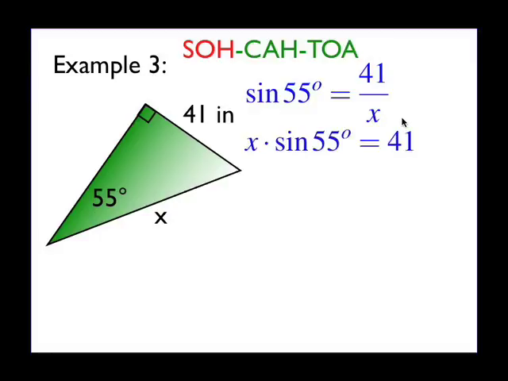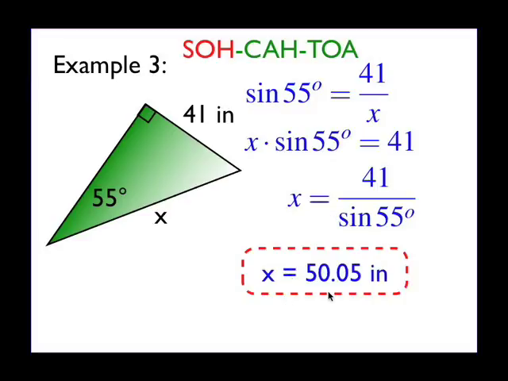Multiply both sides by x to get x times the sine of 55 degrees equaling 41. We want to get the x by itself, so we'll divide by the sine of 55 and we get x equals 41 over the sine of 55. We can then go to our calculator and get x equals 50.05 inches.